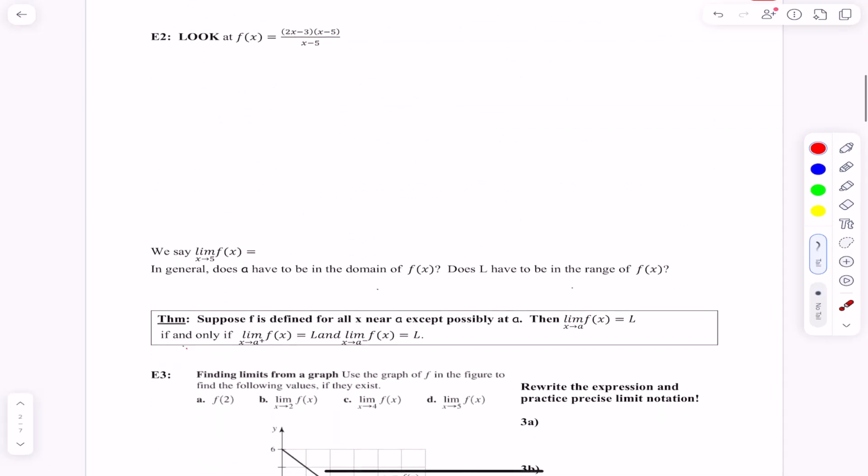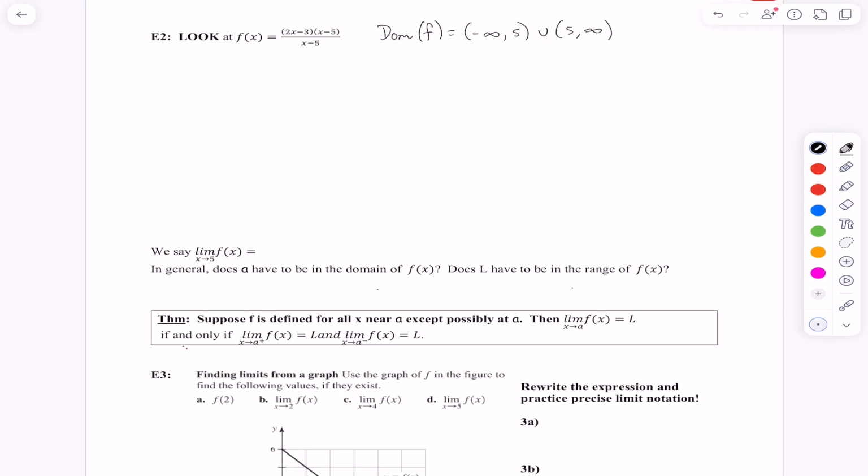Let's look at this example here. This is a function, a rational function, and notice we analyze domains right away, just like you do in algebra class. So let's look at the domain of f here. The domain of this function is negative infinity up to 5 union 5 to infinity. So it's all real numbers except for 5.